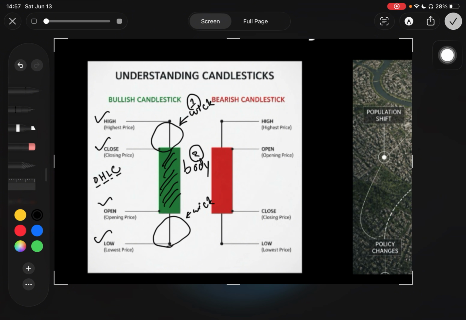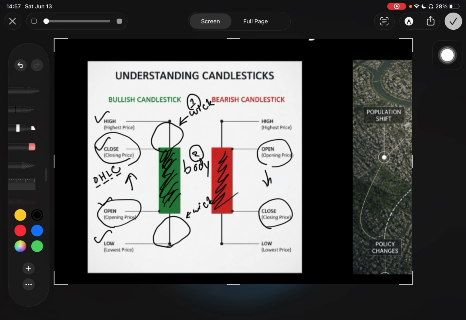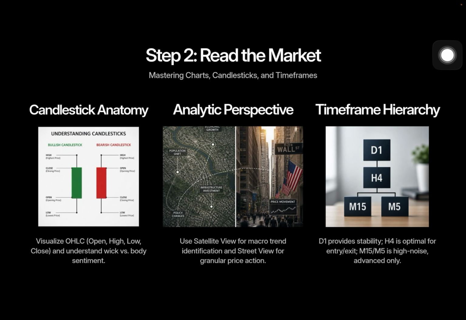Okay, if the price closes higher than the opening price, it will be a green candlestick, and if the price closes lower than the opening price, it will be a red candlestick. So these are the basic things to read a candlestick.